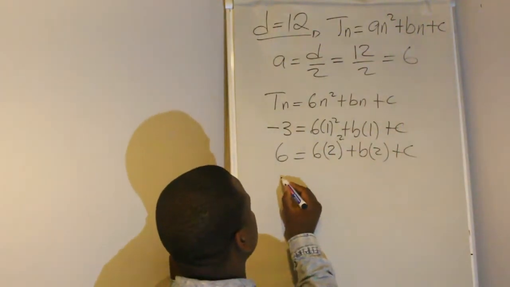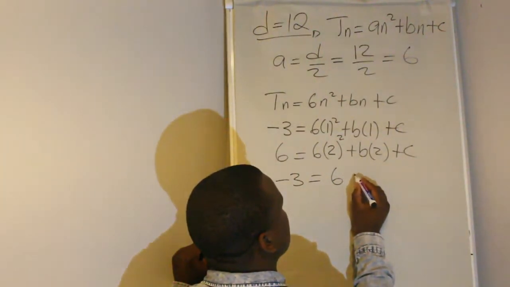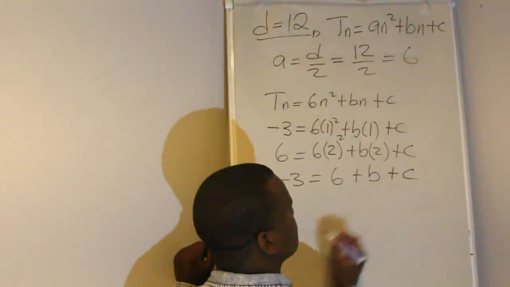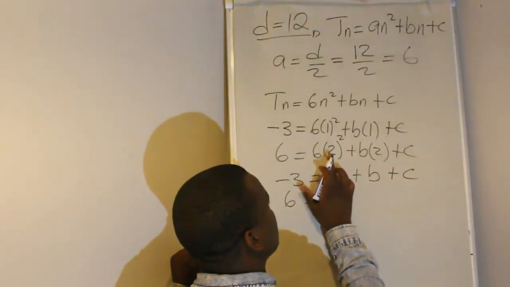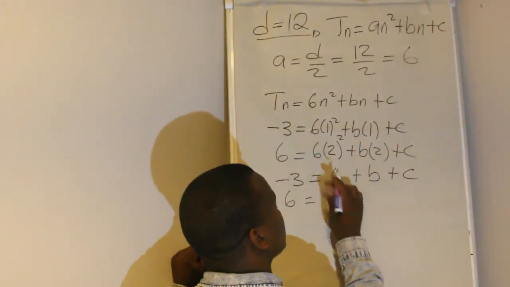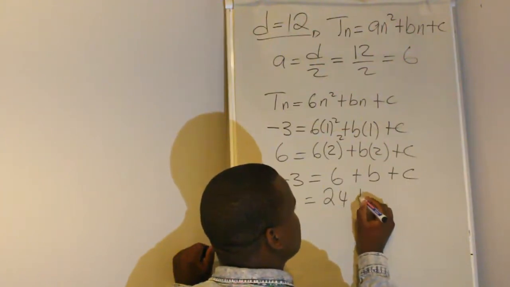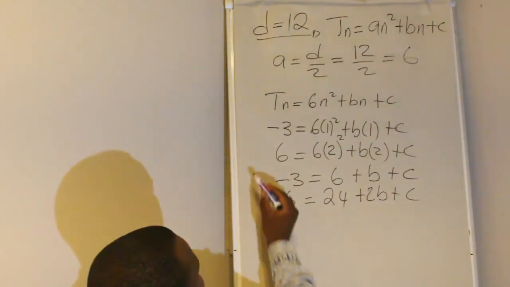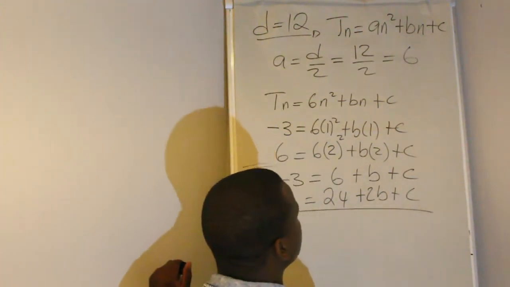So we have -3 is equal to 6 plus b plus c. Similarly, 6 is equal to 6 times 4, because this is 2 squared. You can punch it in a calculator and find that this is 24, plus 2b plus c is equal to 6. When you are here, you can solve this simultaneously, or by elimination, which I always do.